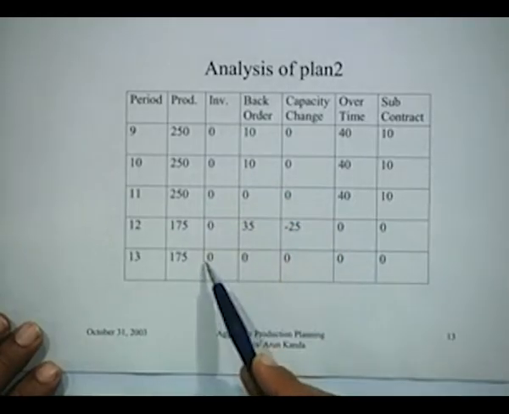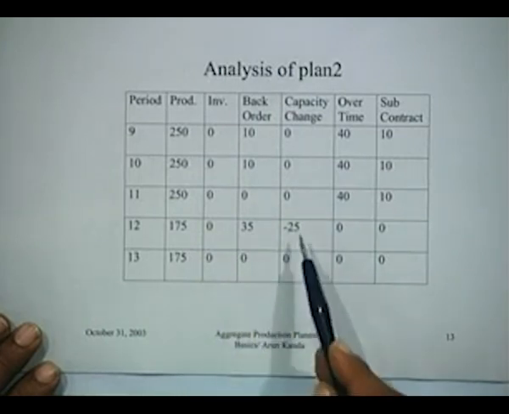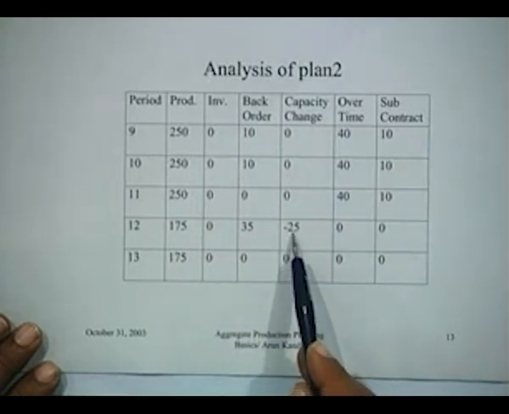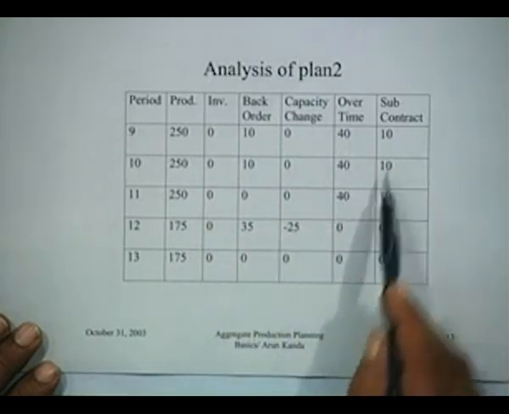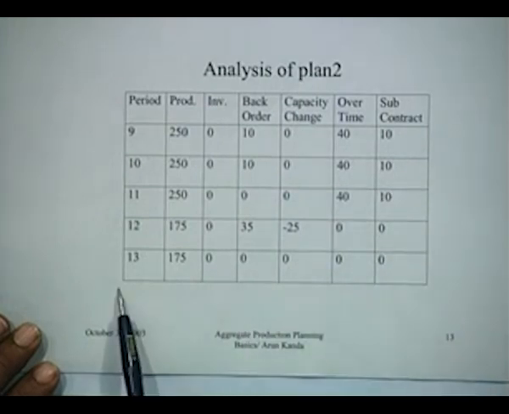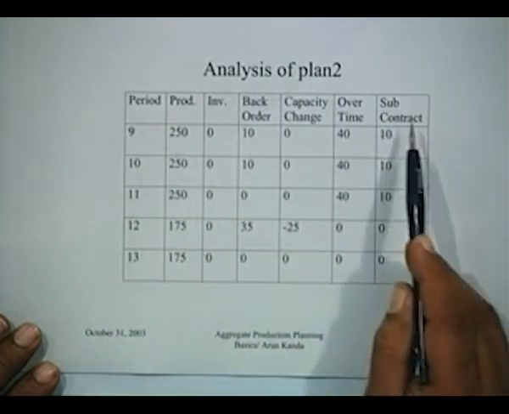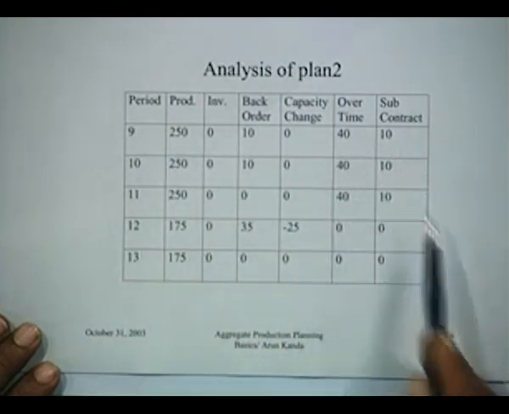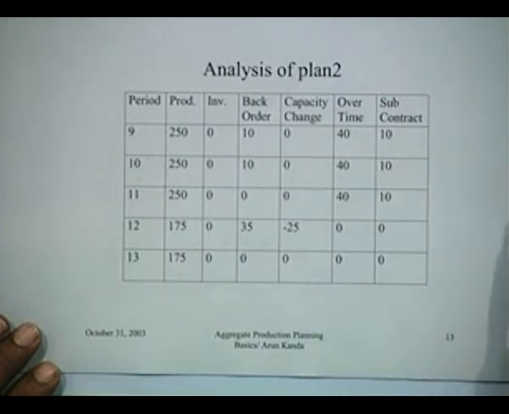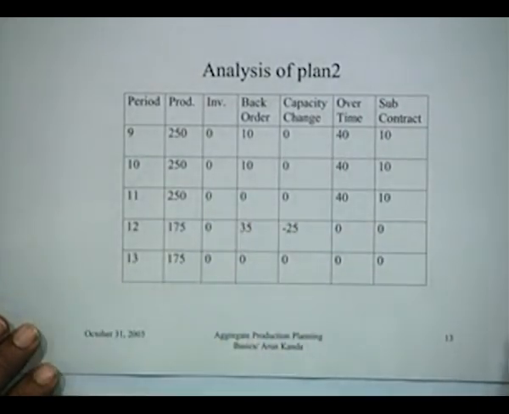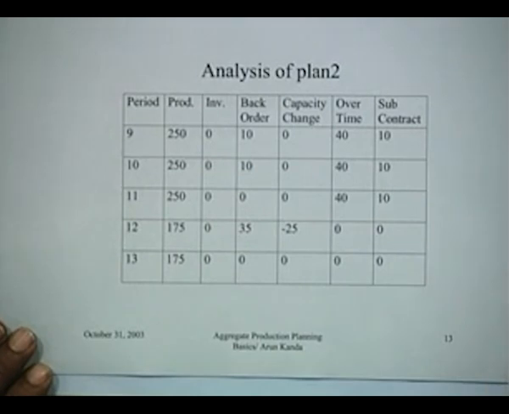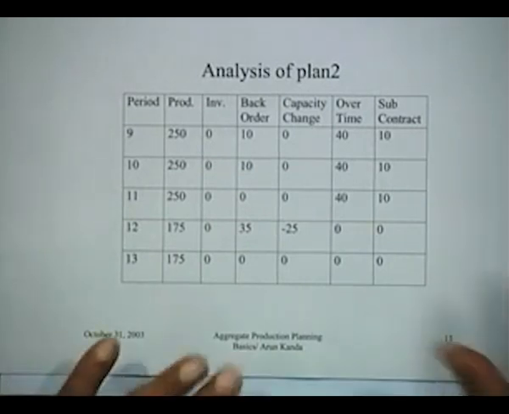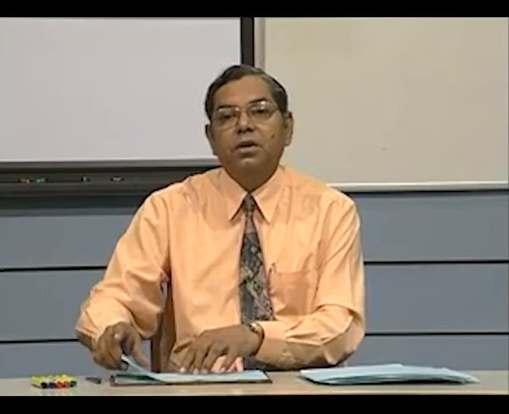So, the inventory costs here are 0, back order is there, some capacity change, that means reduction in capacity, overtime costs, subcontracting, all these costs are there. So, if you know the relative values of these particular costs, you can find out this particular component. This is the basic framework that you can follow for analyzing a plan. So, you can compare plan 1 with plan 2 with plan 3, find out the overall costs, and then take a plan which is the best for your use.